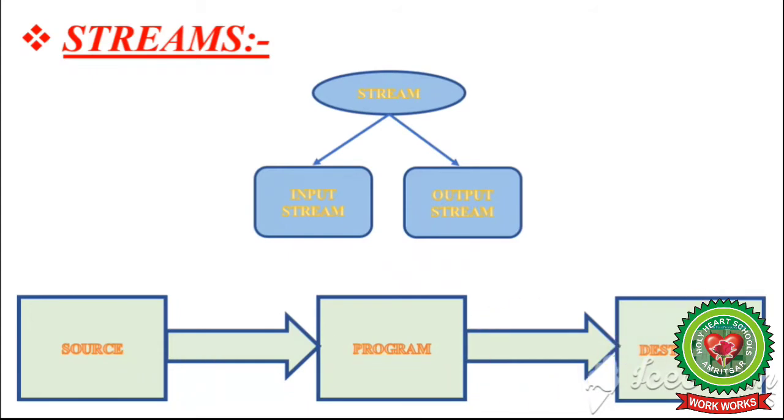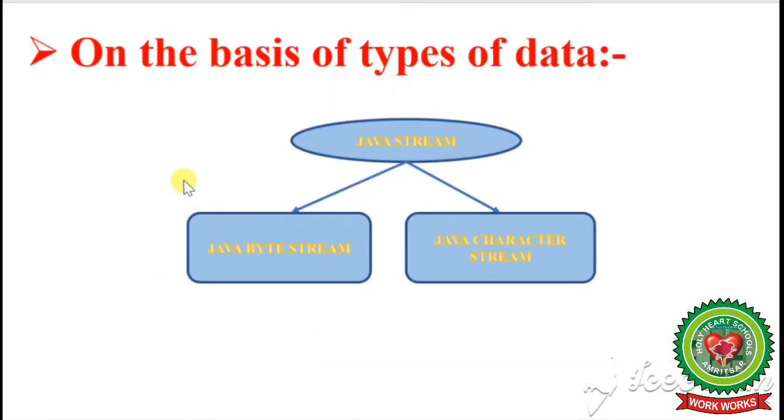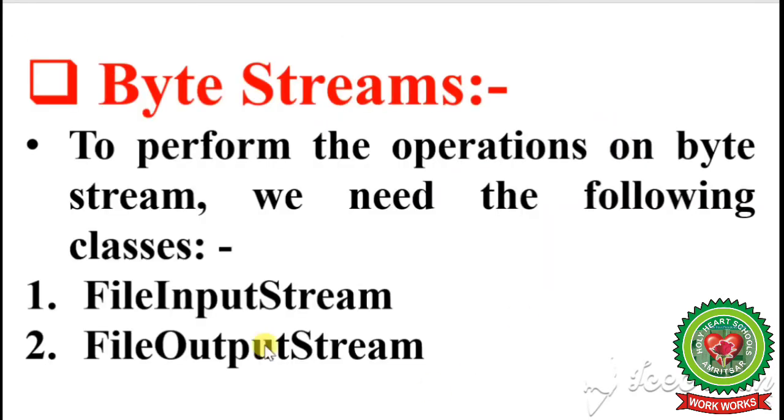On the basis of types of data, Java stream is further divided into two types, Java Byte Stream and Java Character Stream. Java Byte Streams. To perform operations on byte streams, we need the following classes. Number 1, FileInputStream. Number 2, FileOutputStream.